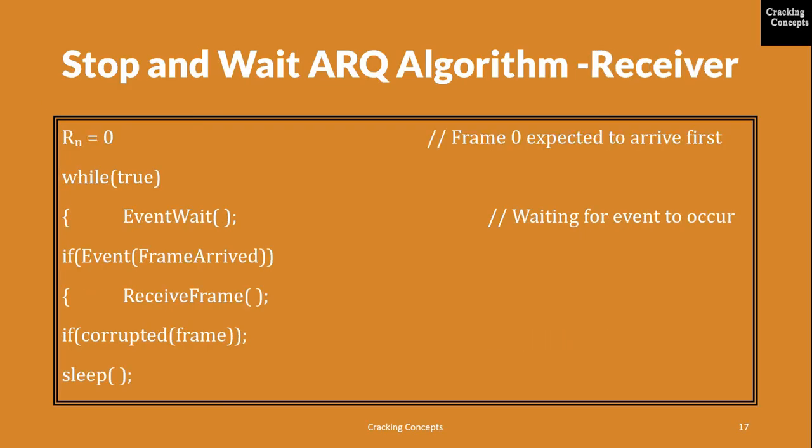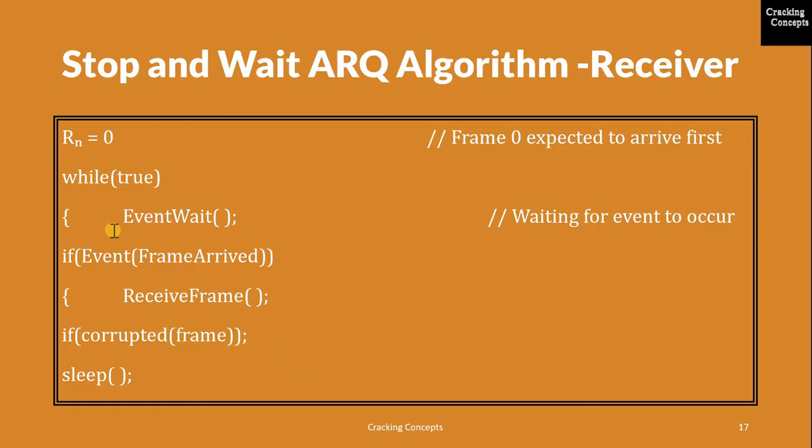Now looking into the receiver, we will mark the frame that is expected to arrive, which is 0. Again the infinite loop and going into the wait state. Now first of all, we are expecting a packet from the sender. Now that is marked by the event frame arrived. So the frame will be received, and we also need to check if the frame is corrupted or not.